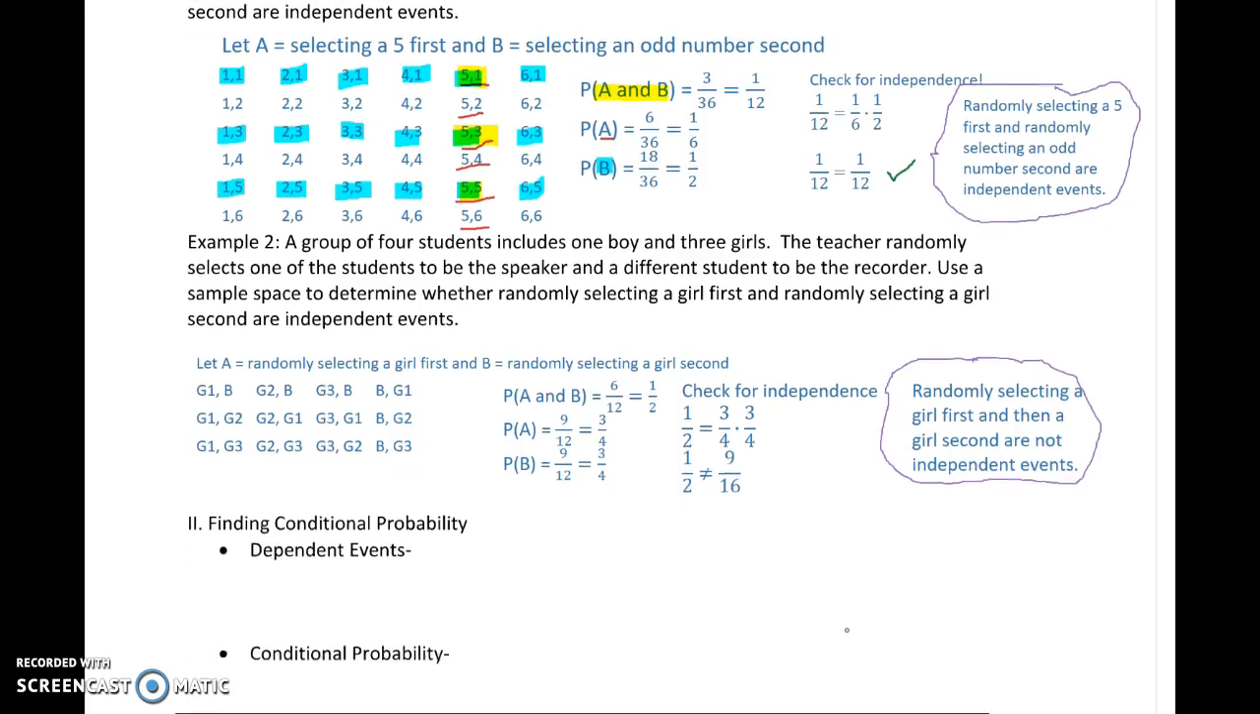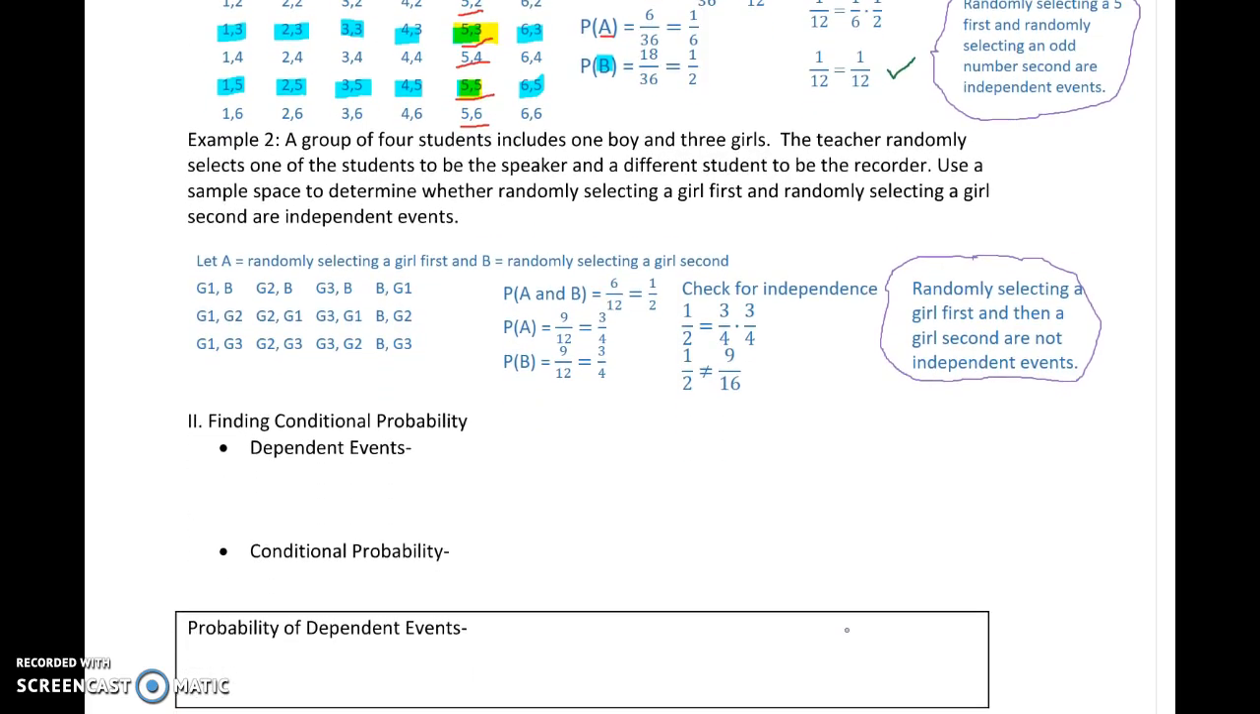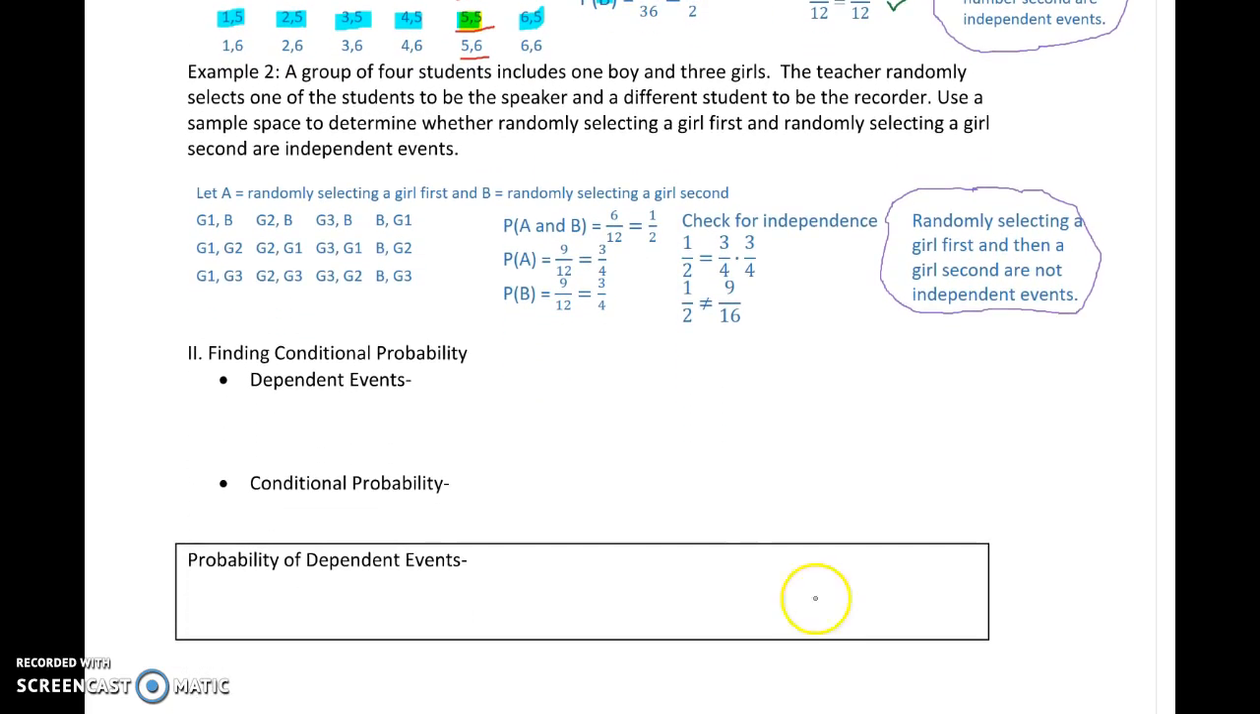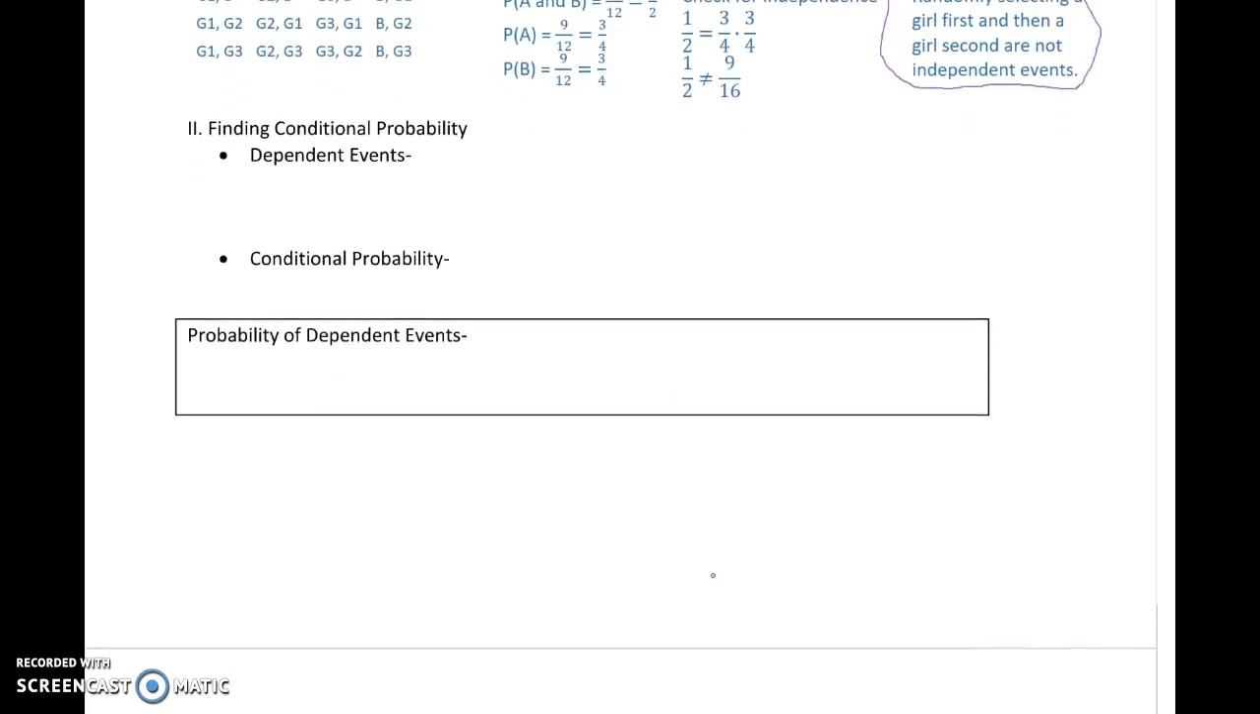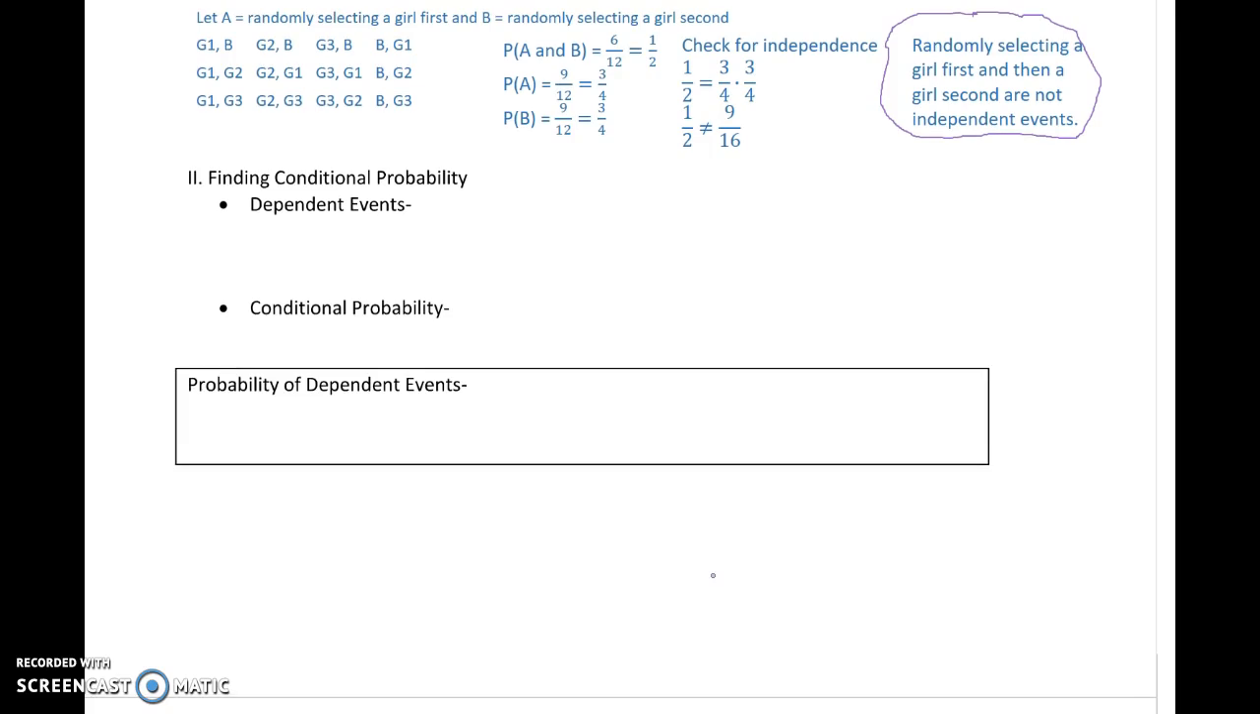We also have dependent events and what it's linked to, conditional probability. Let's go ahead and define that. So if independent events mean the events don't affect each other, dependent is going to be the opposite. That means when the occurrence of one event affects the occurrence of the other. Okay, and then linked to that is the idea of conditional probability.